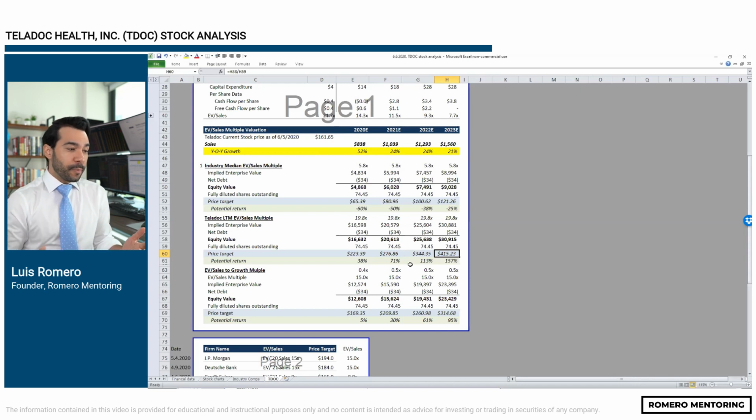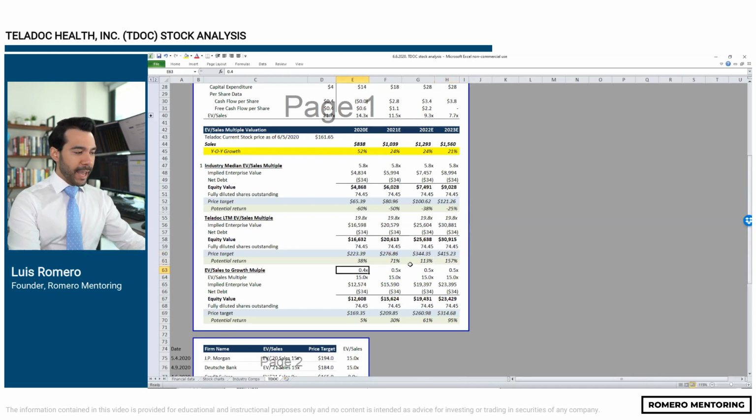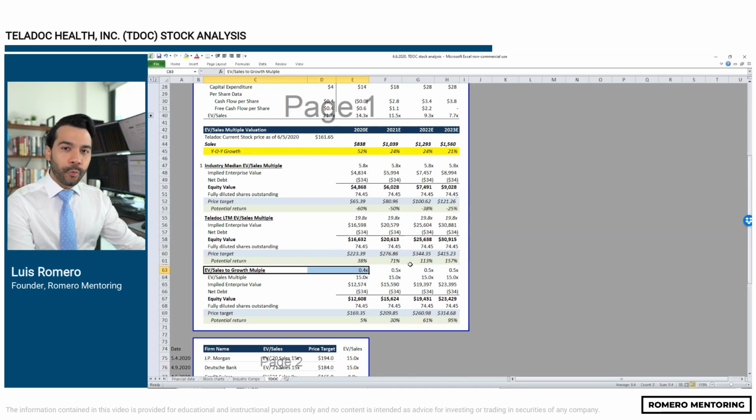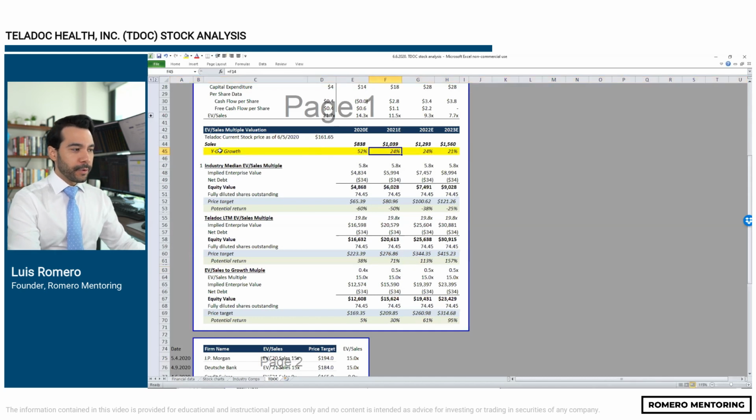So is it reasonable to pay a 19.8 multiple? Can that stay consistent? The answer is no. Can the multiple increase? Of course it can. Can the multiple contract? Yes. The way I like to look at it is I like to pay for the growth of revenue. So you see here, row 45, the growth for 2020 on revenue is 52%. The growth for 2021 is 24%, and beyond that. I'm willing to pay, from a multiple standpoint, a portion of that growth.